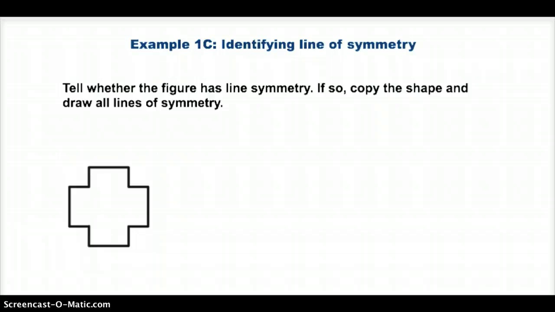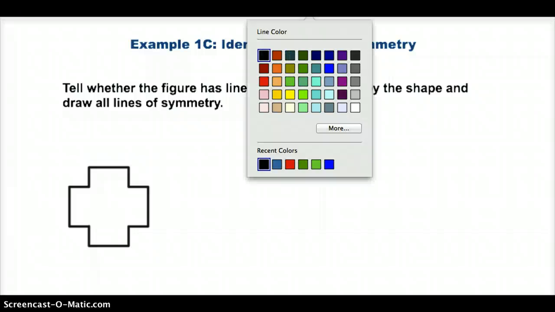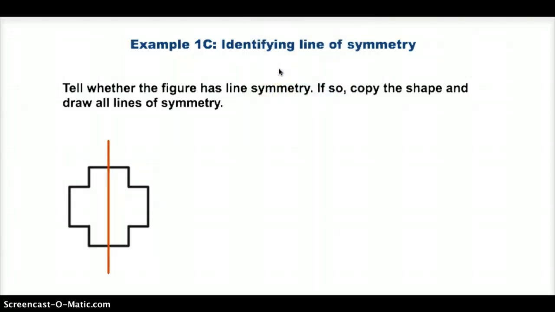Let's look at another one here. It says, tell whether the figure has line symmetry. If so, copy the shape and draw the lines of symmetry. This one looks like we might actually have some. Let's use orange here. It looks like I could have a line of symmetry here. If I reflected that image across that line, my image would coincide with my pre-image. Or how about this one? Same story. If I reflected it across the x-axis, my pre-image would coincide with my image. I even see a couple more here.